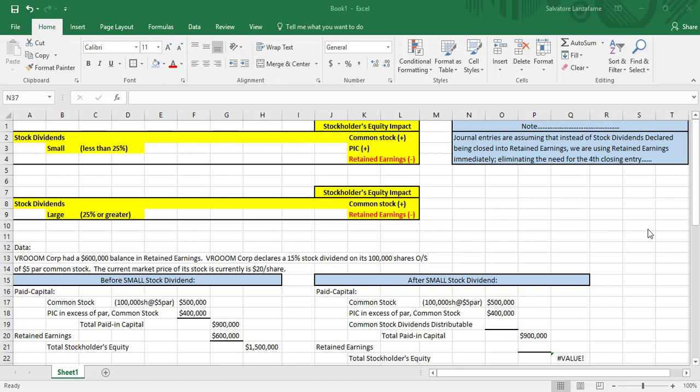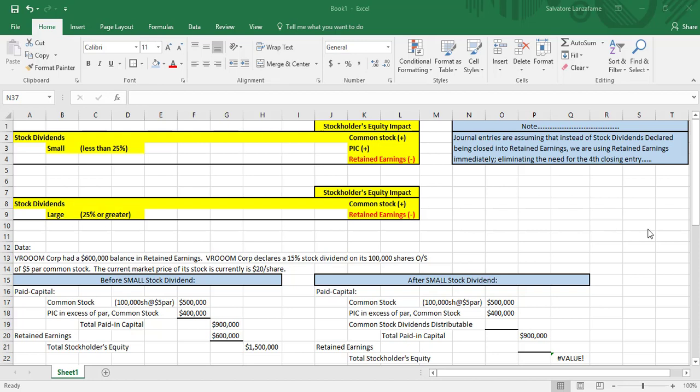Okay, well, hello everybody. This is Dr. Sam Lansafame once again. Today we're going to be talking about the journal entries that are involved when you have a small stock dividend versus a large stock dividend, and we'll also see the impact on the stockholders' equity section of the balance sheet.